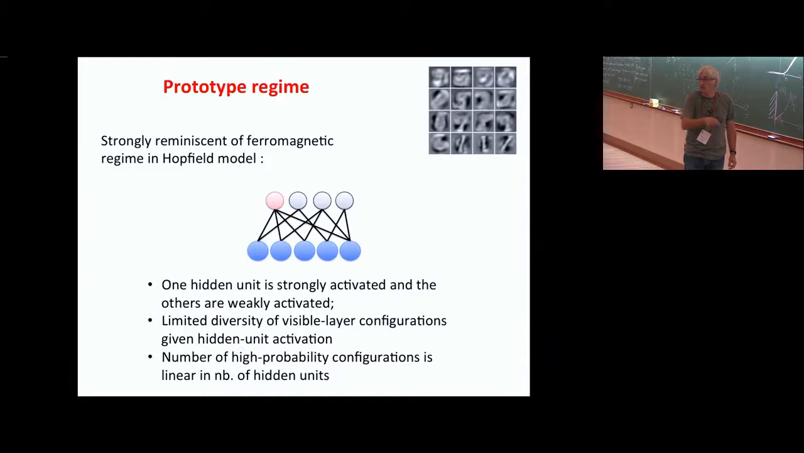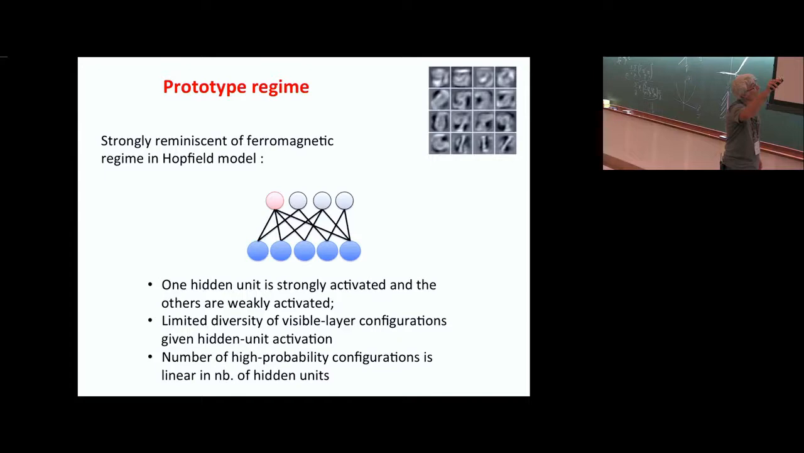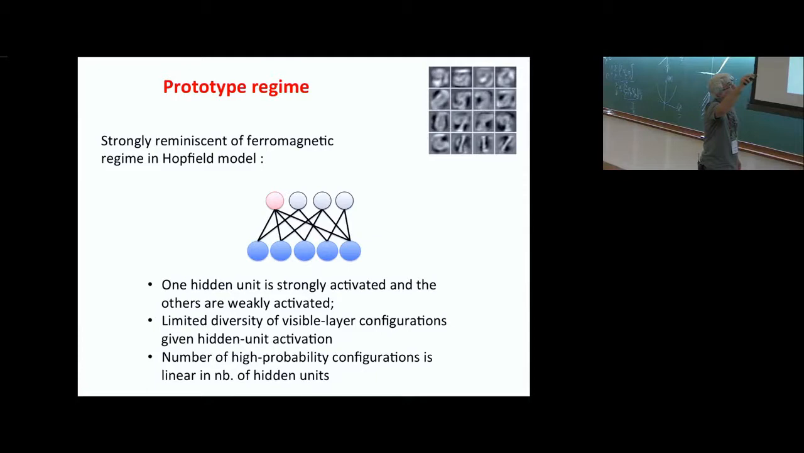And all the other H's will be very small. So that means that, remember, that this thing here will be very similar to the weights. So the V_i will be very similar to the W_i1, that will create a large H, and all the other ones will be small.